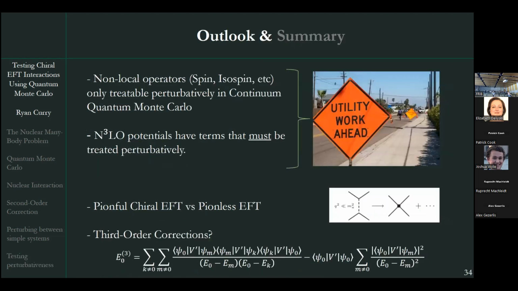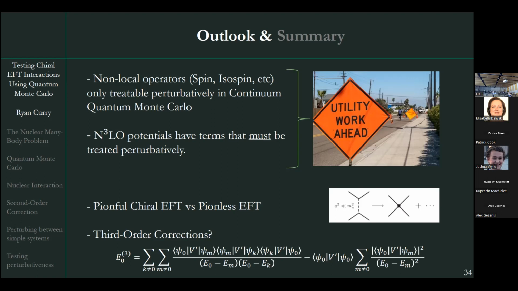I'll talk a little bit about the next steps in the project. If you're familiar with QMC at all, any non-local operator, something that depends on the velocity of your particles instead of their relative position, has to be treated perturbatively in quantum Monte Carlo. So it seems like a natural next step for the project to start looking at these non-local operators. There are also new maximally local versions of the N3LO potentials that have terms that have to be treated perturbatively in QMC, so it would be nice if you could get the second order correction.